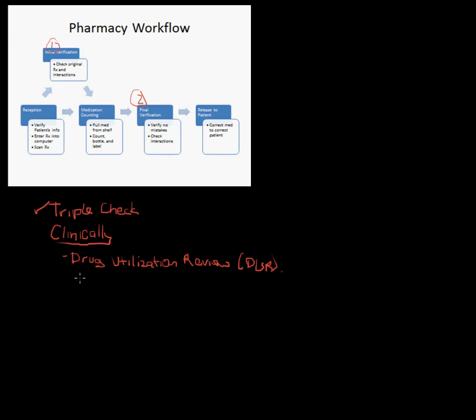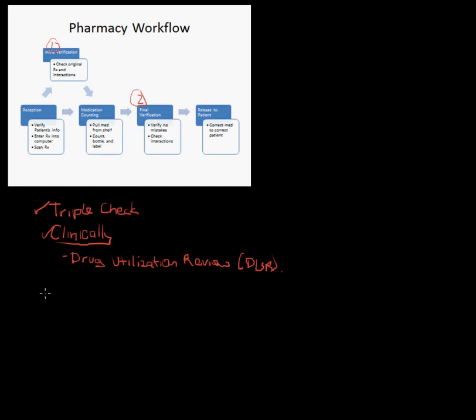So clinically, we're not just checking what was entered in the system and that the right medication was selected, but now we're starting to look at clinically drug utilization review. We'll talk more about what a drug utilization review is, but we're getting into those interactions. Is the medication appropriately dosed? All of those drug-related problems we're reviewing and thinking through, and if there are things we need to follow up on, we're doing that with the patient. So this is all happening in this initial verification, and then we have the final verification.